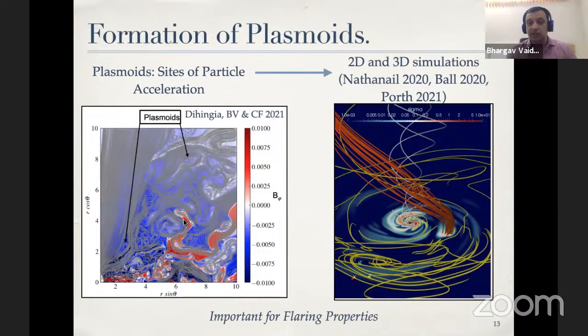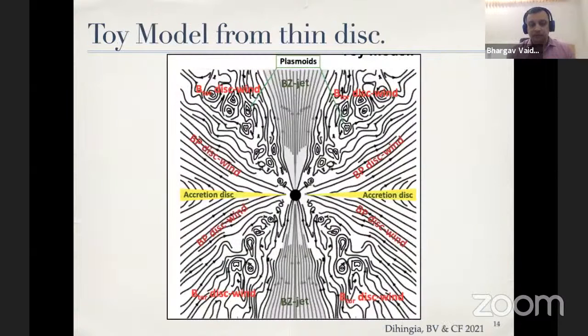However, these are just 2D simulations. We do see that there has been recent progress, and people have been doing 3D simulations where you also see such plasmoid features being developed. In 3D they are called flux tubes or plasma tubes, where you can generate these strong flux tubes of matter which can accrete and also accelerate particles.